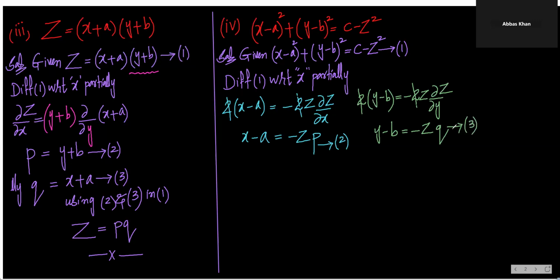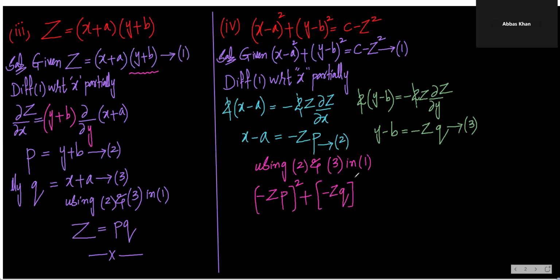Using 2 and 3 in equation number 1. x minus a value is like that. We have to plug in minus zp whole square plus minus zq whole square is equal to c minus z square.